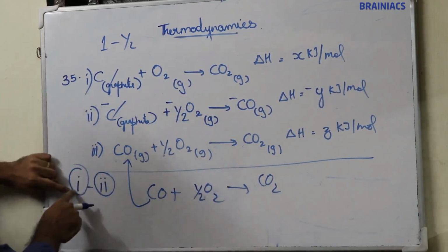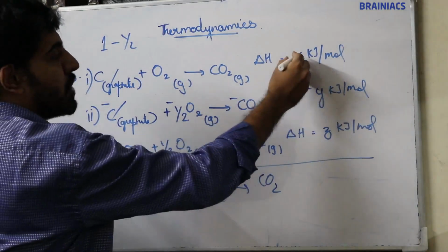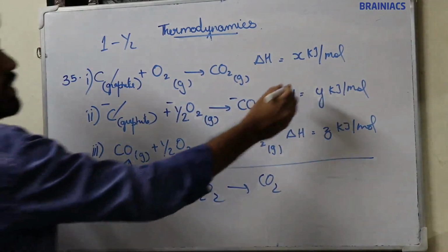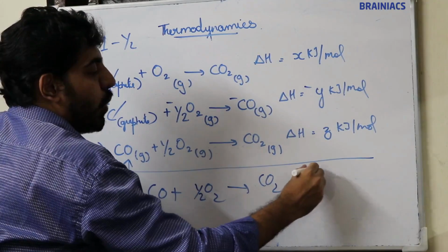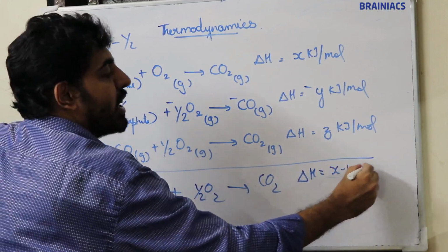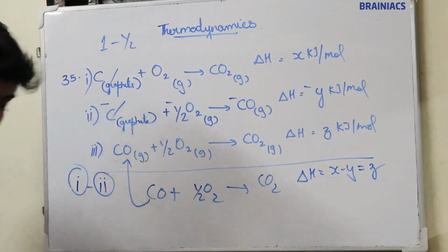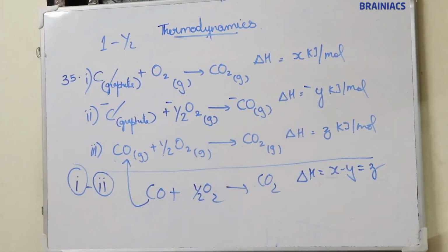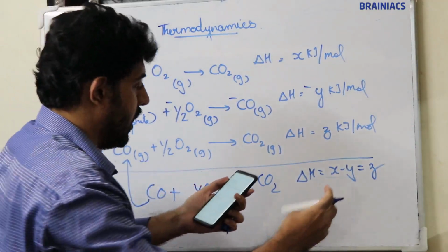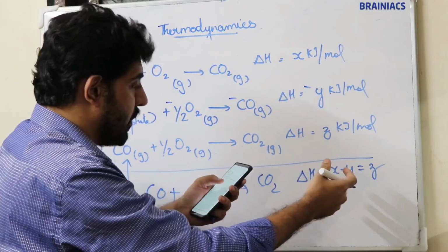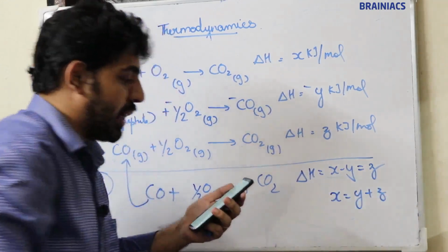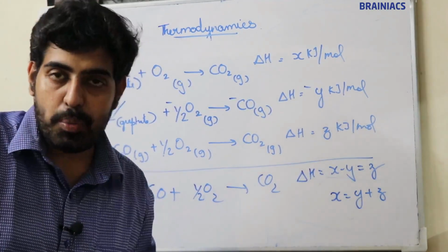So first equation minus second equation. What is the enthalpy value of the first equation? X. What is the enthalpy value of the second equation? Y. So first minus second, that is X minus Y. So delta H is equal to X minus Y. Now this is the third equation. What is the enthalpy value of the third equation? Z. So X minus Y is actually Z. So the relation is X minus Y is equal to Z. It is not given in the options, so I am taking Y to this side. X is equal to Y plus Z. Answer is option 3.